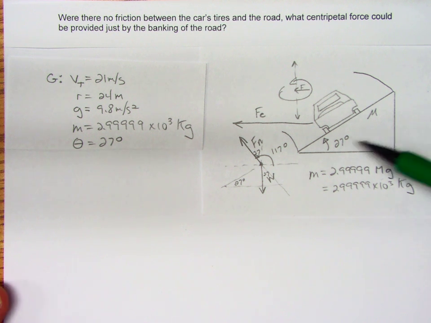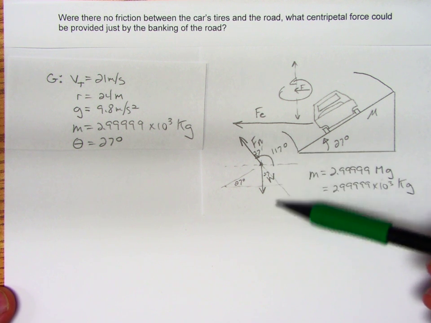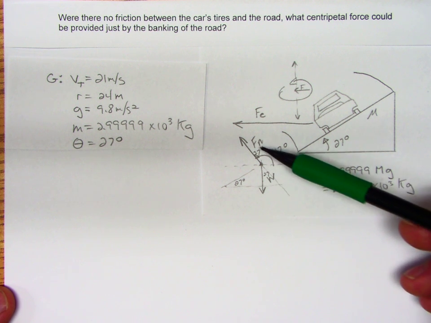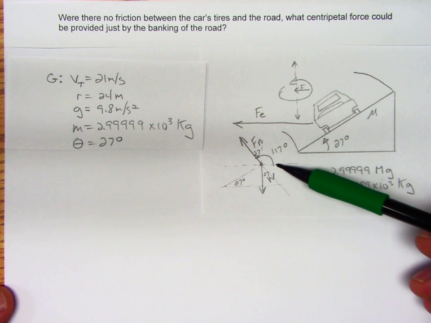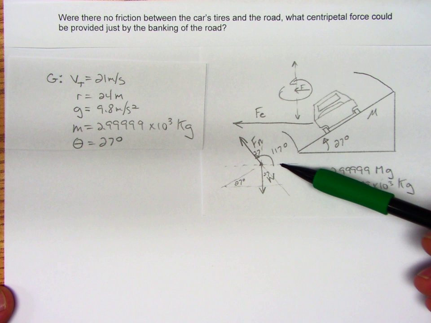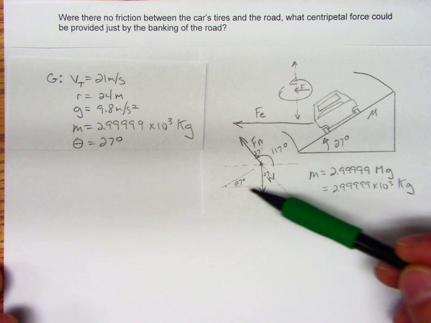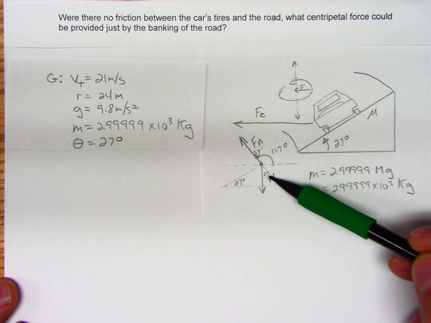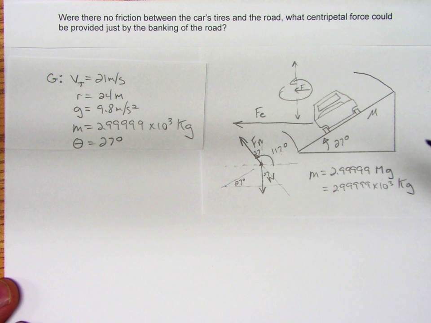Taking the liberty of drawing a diagram, or adding to our free body diagram, and let me explain it to you. We have weight and we have the normal force, and I've then figured out the angle of the normal force with respect to the positive x-axis going counterclockwise. Because this incline is at 27 degrees, this angle is 27. And this is 90, so 27 plus 90 is 117.